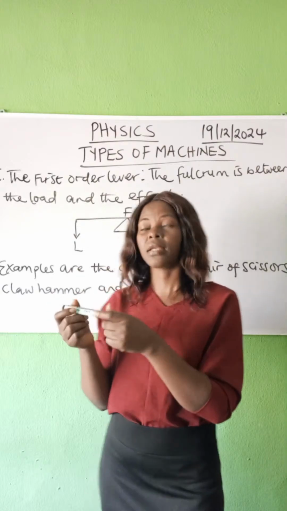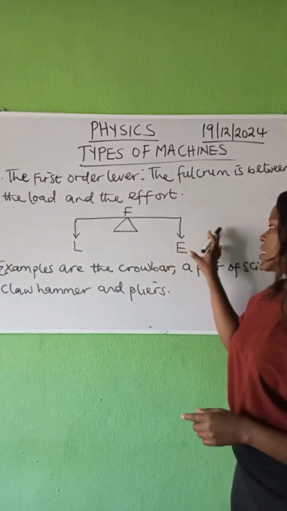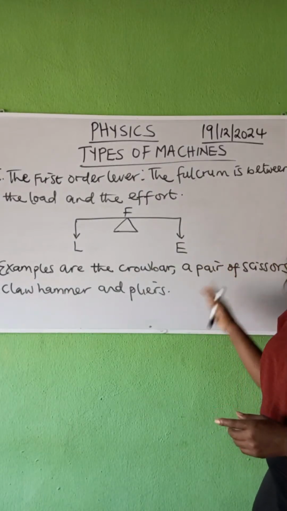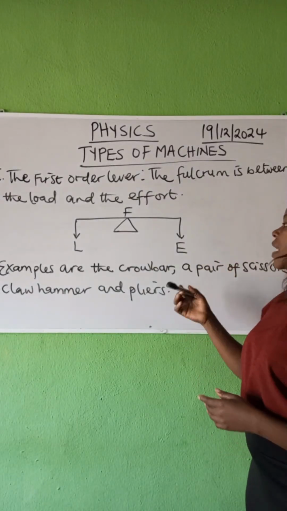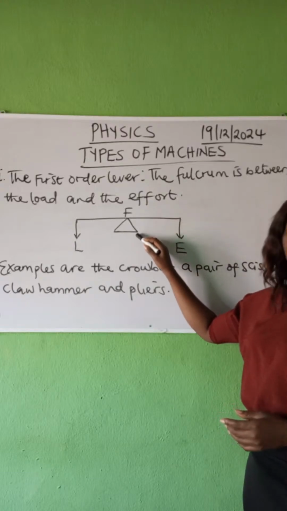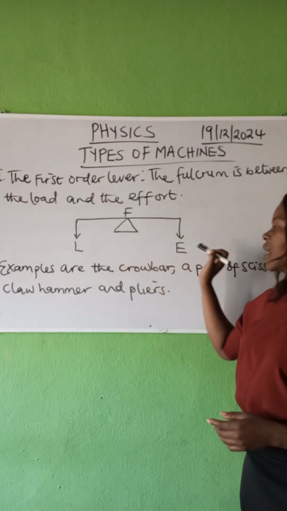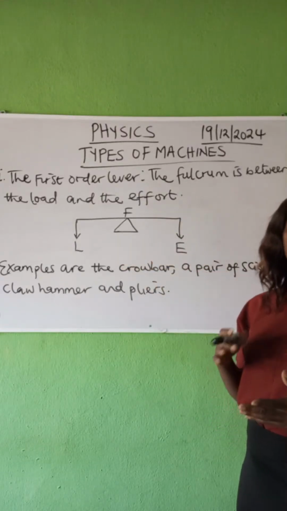Do you understand? Okay. So in this type of lever or in this type of machine, we have that the fulcrum now is between the load and the effort. It is between the load and the effort.